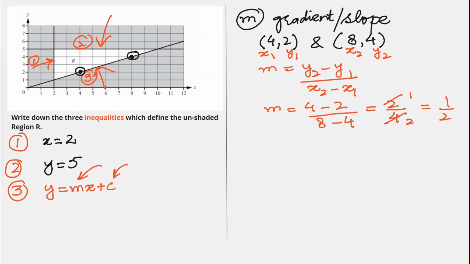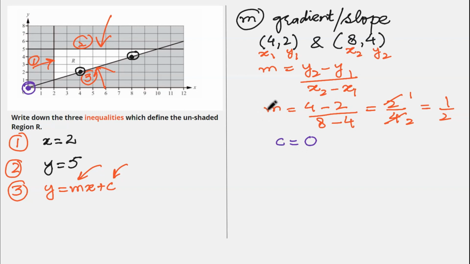Now for the y-intercept, you need to just simply look at the graph. Look where your line crosses the y-axis. That is your y-intercept. If you look at the graph, your line crosses your y-axis at the origin, 0. So your value of c, or your y-intercept, is 0.